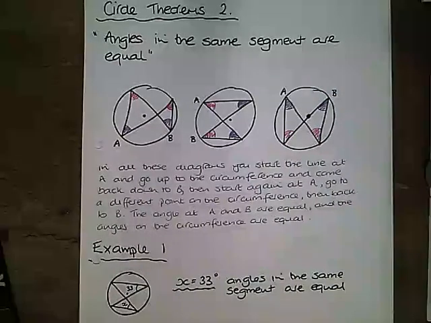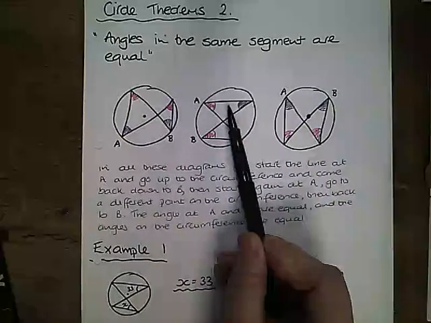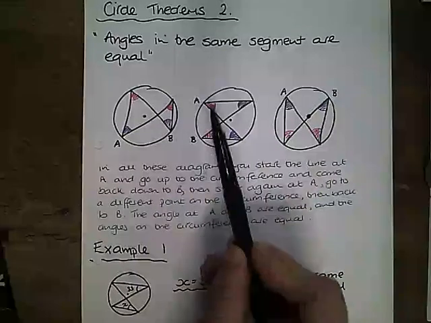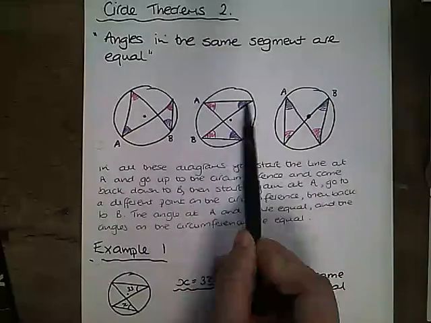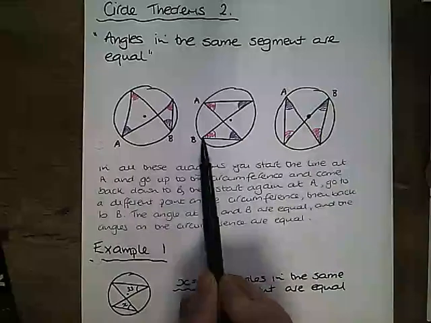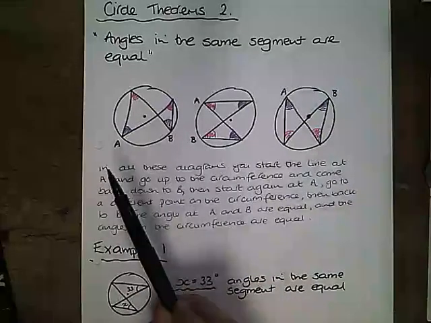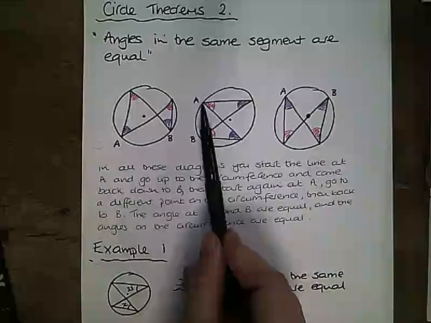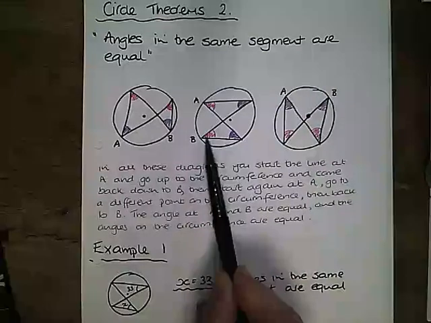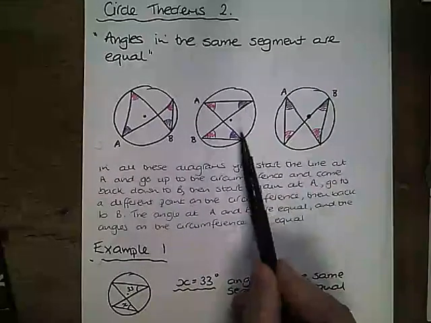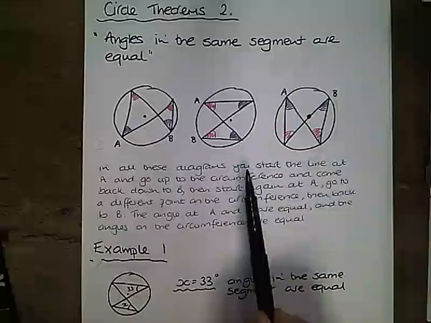The same works here in this diagram. This time A and B are here. We're going from A to the circumference and then back to B. And then we're repeating the process with a different point from A up to the circumference and back to B. And the angle that's formed here is equal to the angle that's formed here.